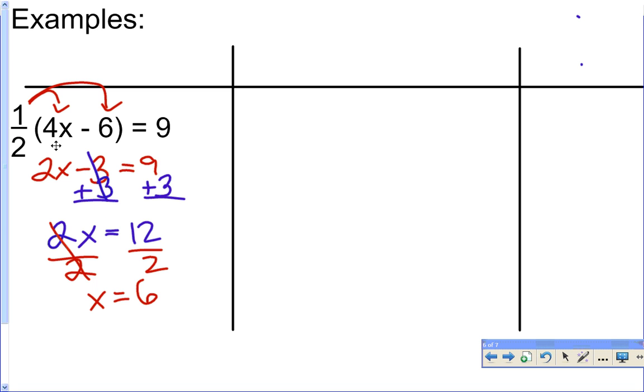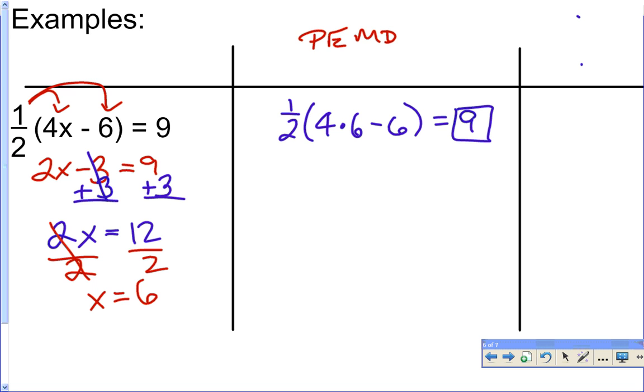Alright, so we're going to plug 6 in here and see if we got the right answer. So we have 1/2 times 4 times 6 minus 6 equals 9 is what we're shooting for. We got to do the parentheses first. Order of operations. Please excuse my dear Aunt Sally. And then we have to do order of operations within the parentheses. We have multiplication and subtraction. PEMDAS tells us that multiplication comes before subtraction. Here's my multiplication. Here's my subtraction. So we're going to do the 4 times 6 first.